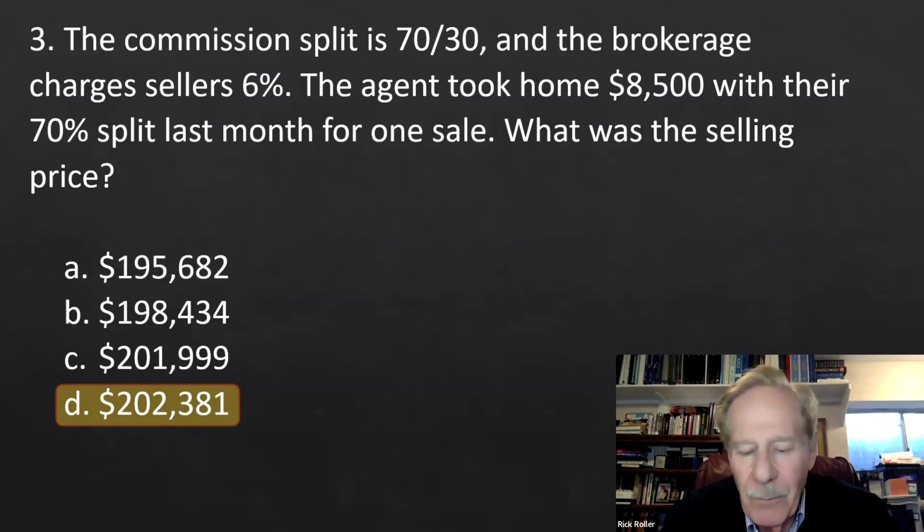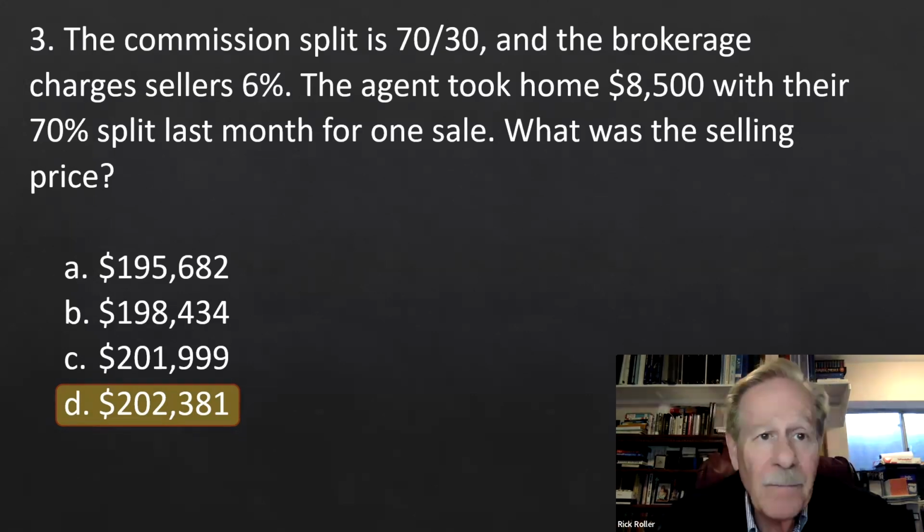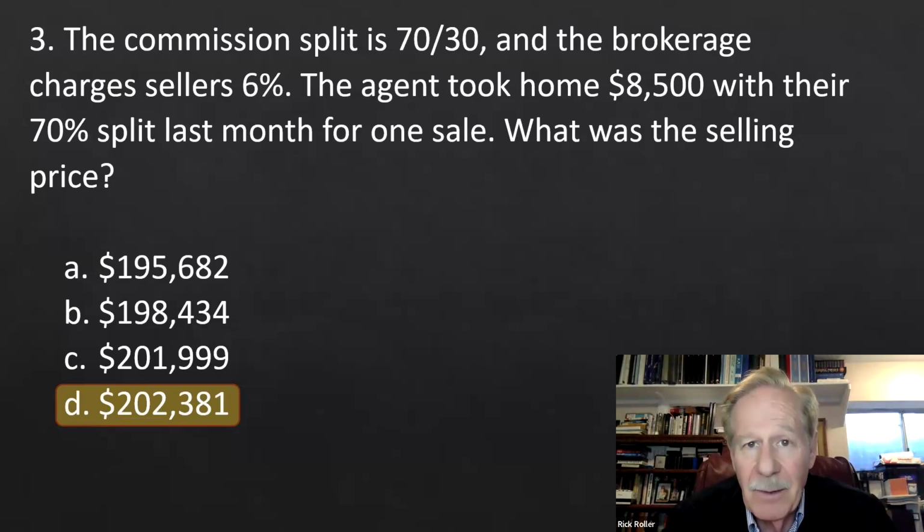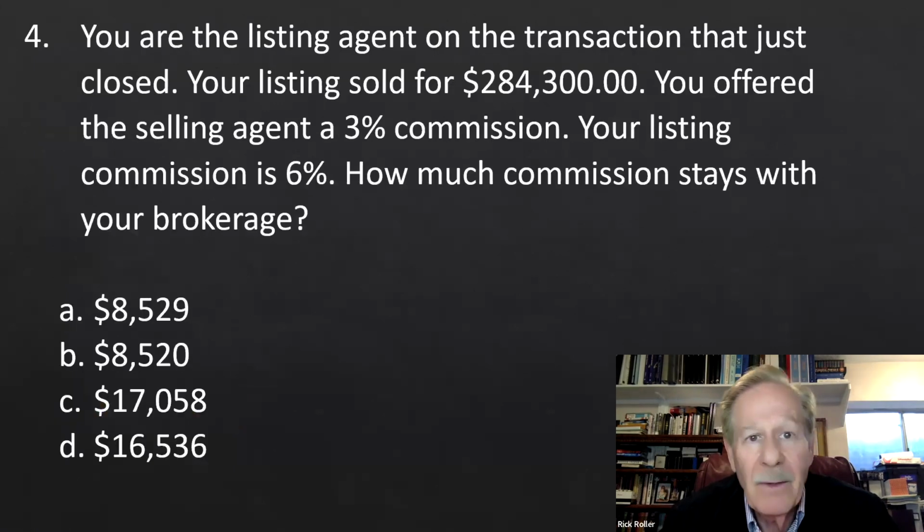All right, let's look at number 3 now. Number 3 says a commission split is 70-30. And okay, we already did this one. All right, so what was the selling price again? 202,381. Okay, we got that. So we're on number 4 now. You're the listing agent on a transaction just closed. Your listing sold for 284.3, and you offered the selling agent a 3% commission.